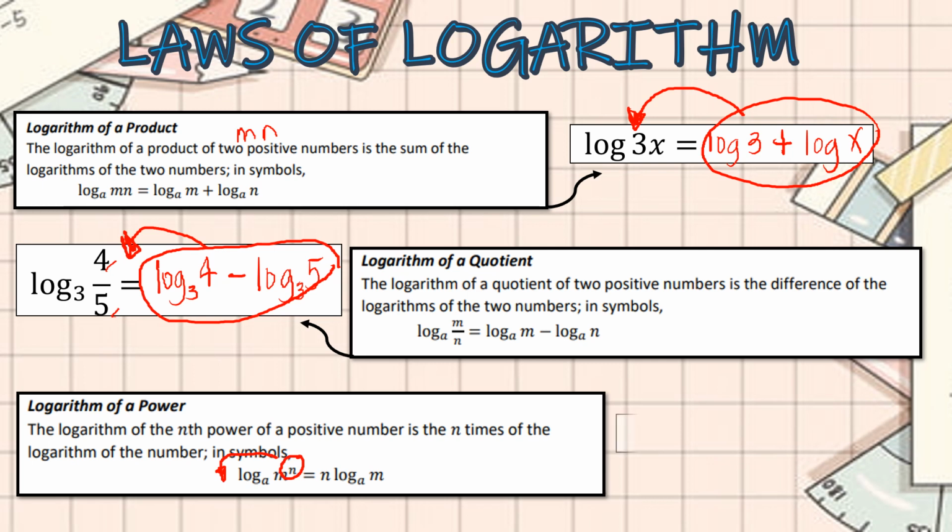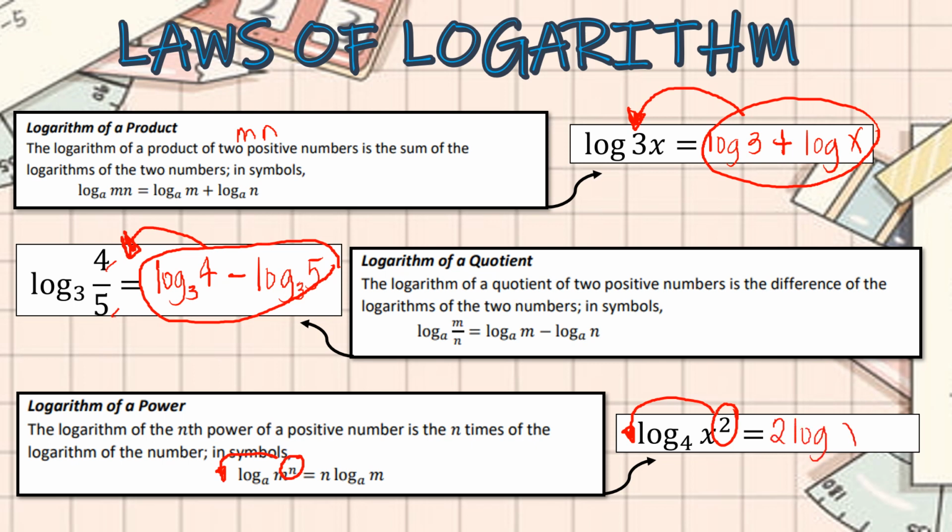So, for example, meron tayong logarithm of x squared with the base of 4. So, yung ating exponent na 2, pwede natin siyang ilipat dito sa unahan, then multiply. So, 2 times logarithm of x with the base of 4. Yan. Pwede mo siya isulat ng ganito.